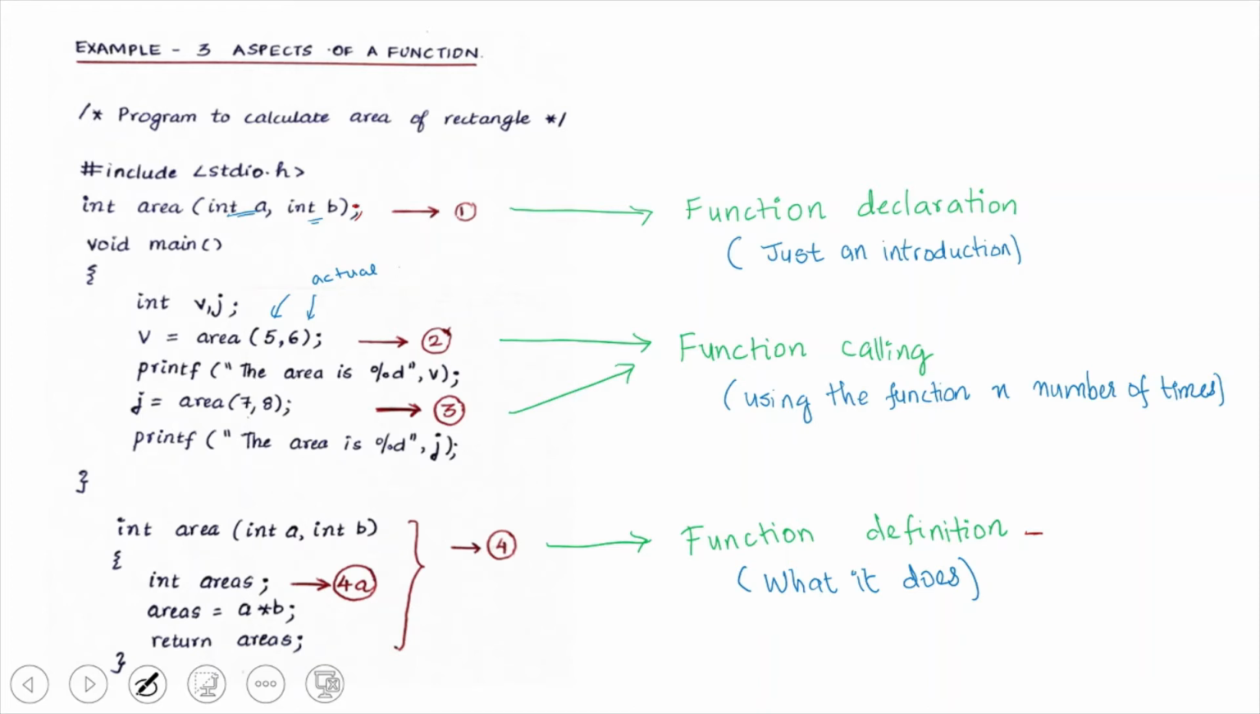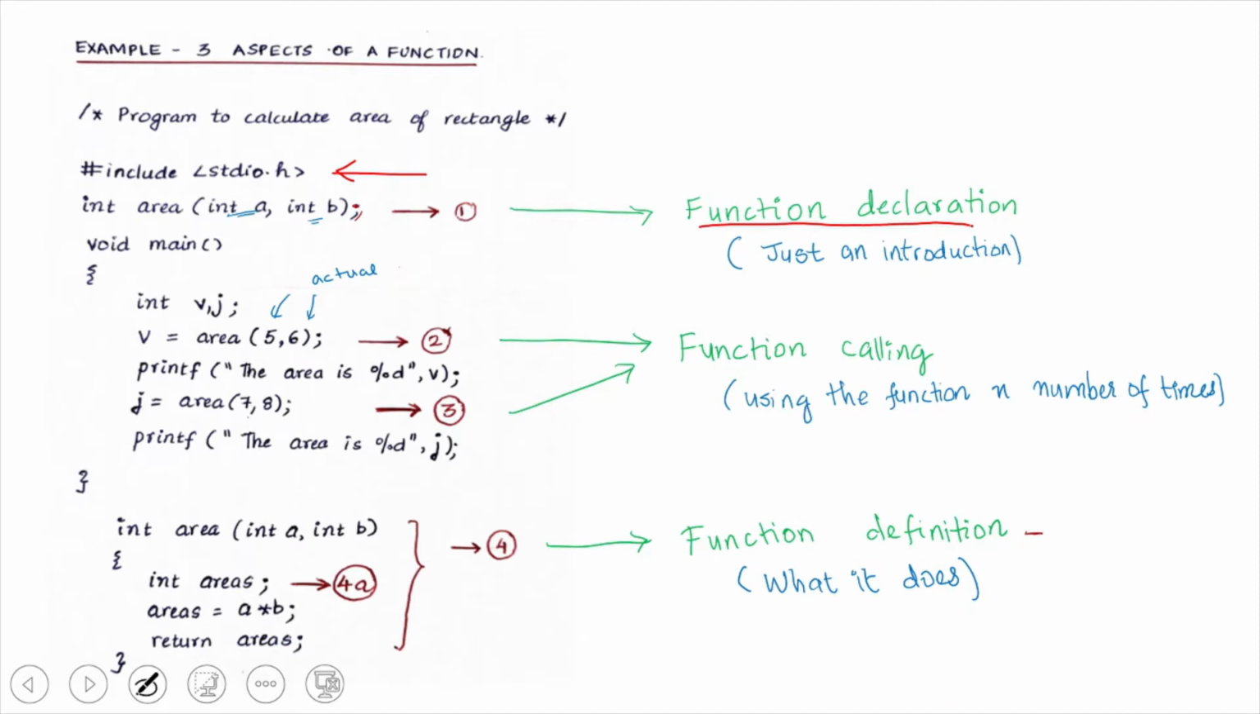So before we go into function, let us first see an example of a function. This is used to calculate the area of a rectangle. First we will give the header file. After that we will write what is called a function declaration. The function declaration is just to give an introduction to the compiler about what that function is doing.